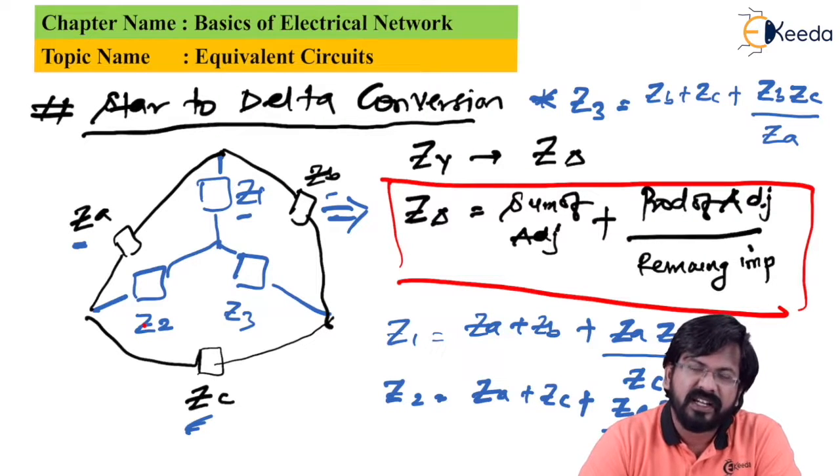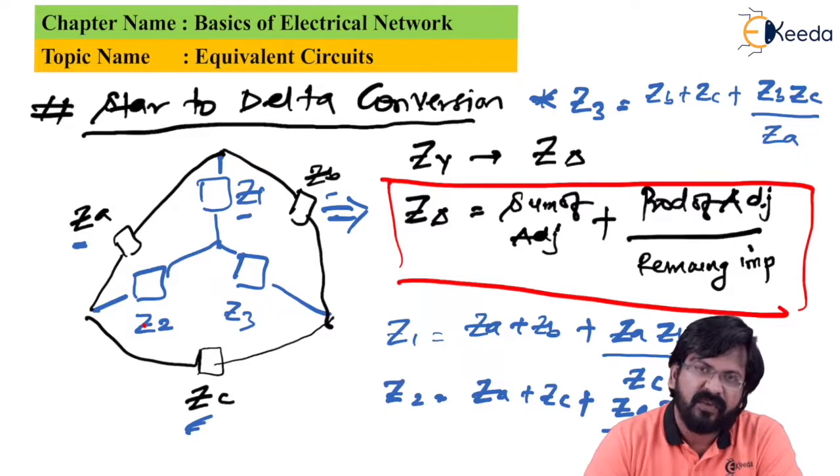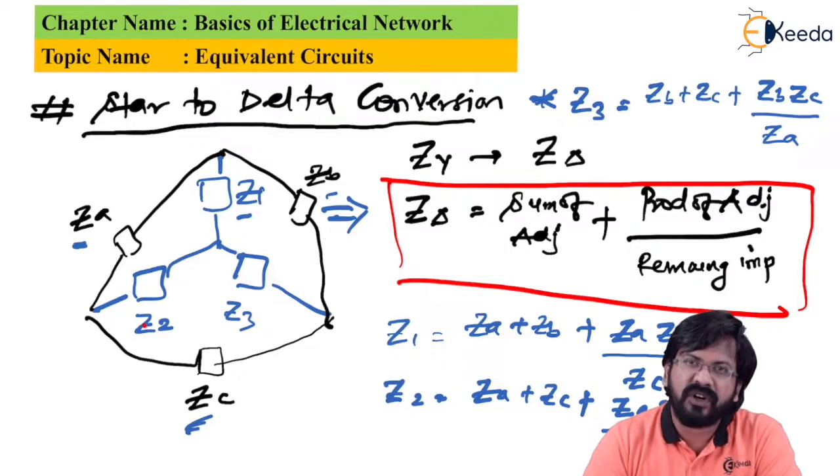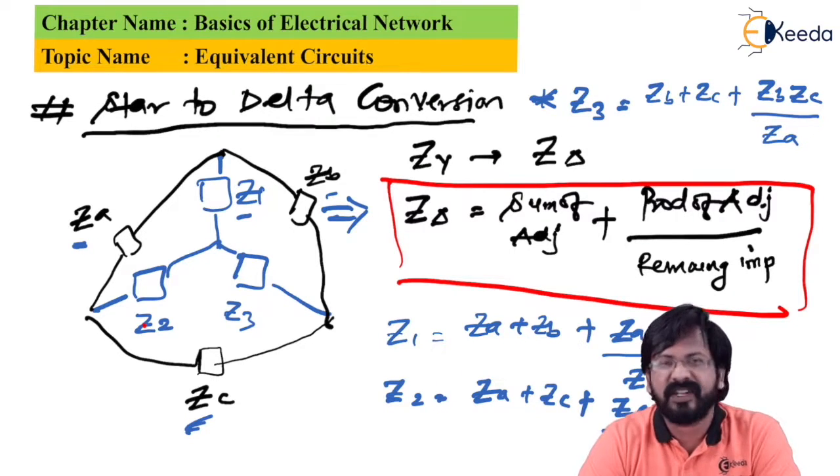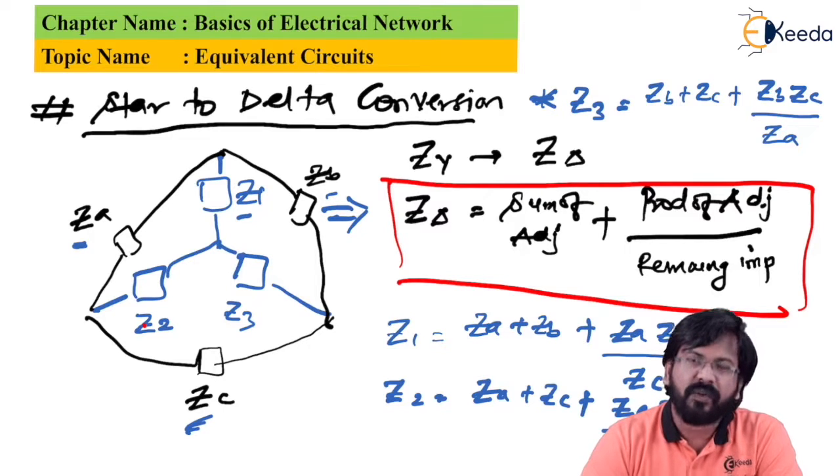For Z star, it is product of adjacent impedance divided by summation of all, whereas Z delta is sum of adjacent plus product of adjacent divided by remaining. I am sure now you are quite comfortable with star to delta and delta to star conversion, series connections, parallel connections. You know very well how to deal with resistors, inductors and capacitors.